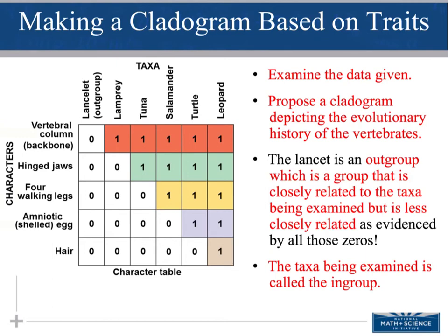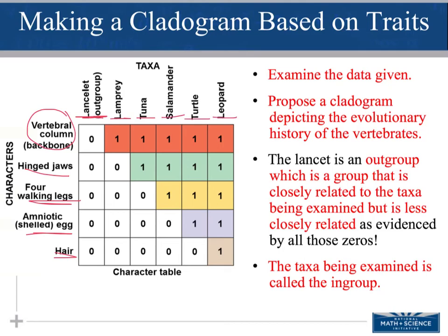All right, so here's an example using some vertebrate animals, and here are what we're comparing. We're looking at backbone, hinged jaw, walking legs, and do they have an amniotic shell or an egg, and hair. Again, these are just being compared one to the other. So we're comparing a lancelet, which is a very primitive type of fish, a lamprey, tuna, salamander, turtle, and leopard.